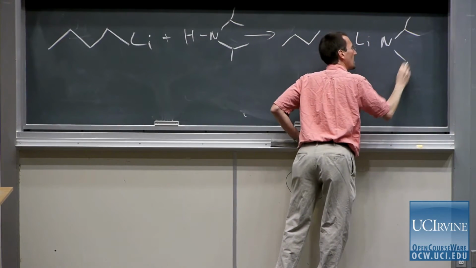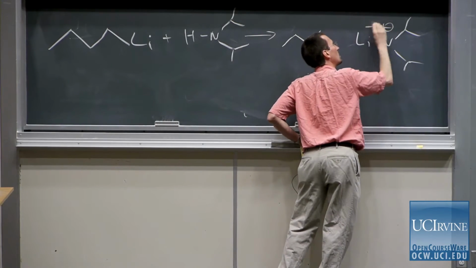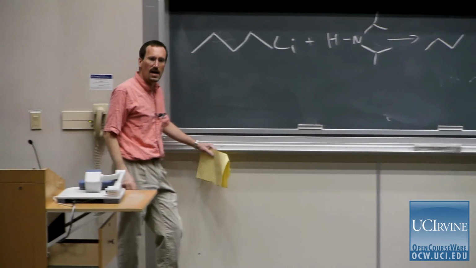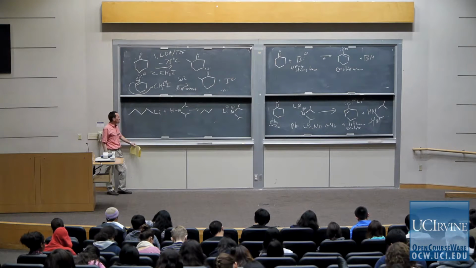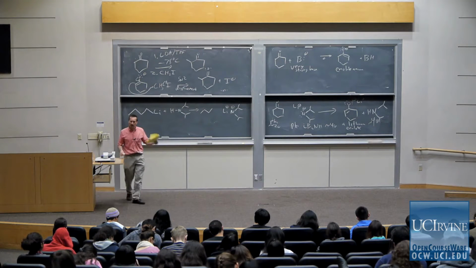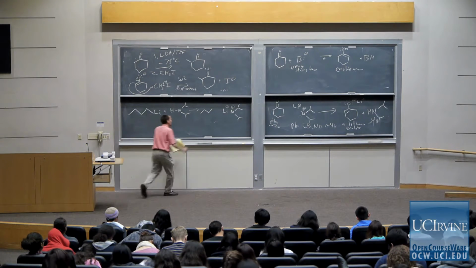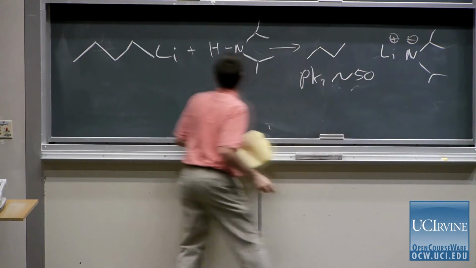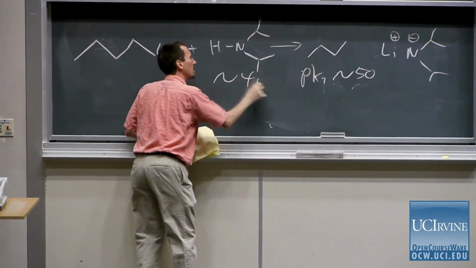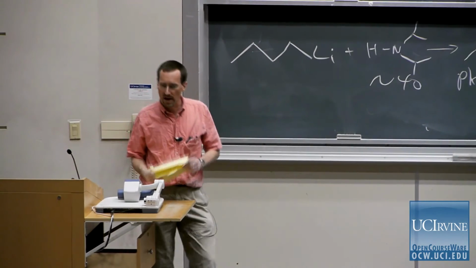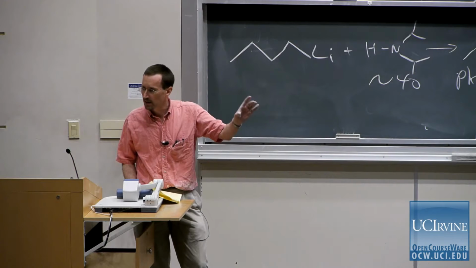And again, I'm now getting into writing things in shorthand, so I'm not writing as many lone pairs of electrons here. And this too is an acid-base reaction. N-butyllithium is very, very strongly basic. The pKa of an alkane is about 50. The pKa of diisopropylamine, we already said, is 40. That equilibrium lies way, way to the right.